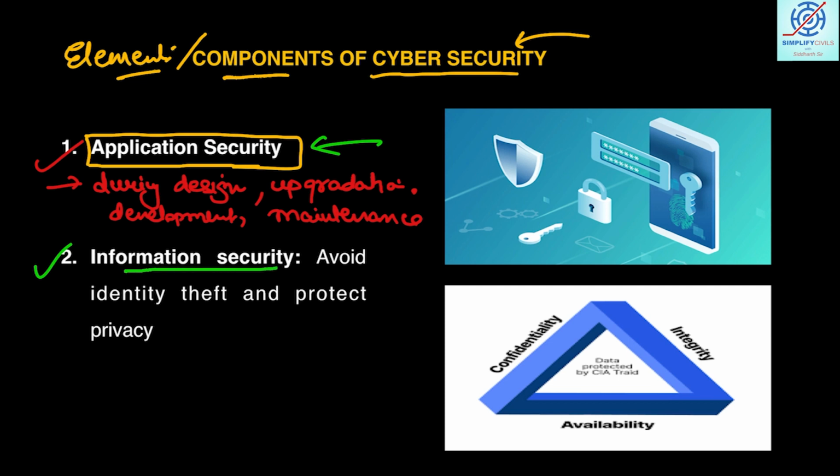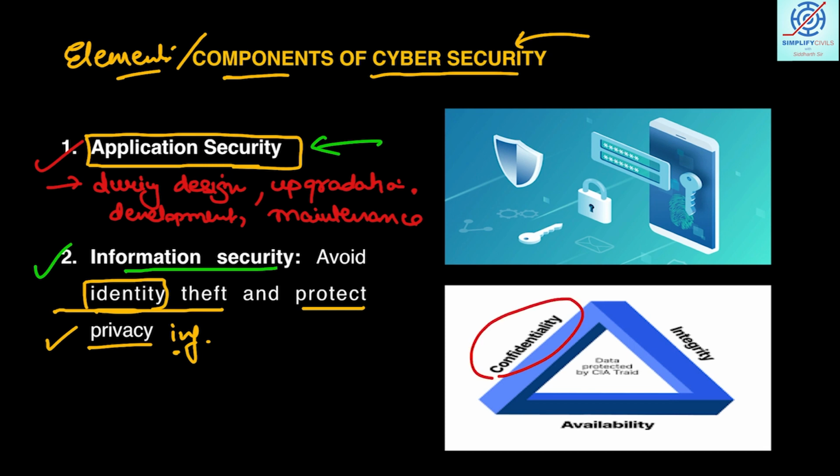We need to ensure that whatever the identity of the users or customers on the application, it needs to be protected, that there should not be any kind of identity theft, and we need to protect the privacy of the information provided by the users. I have already discussed the confidentiality, integrity, and availability or accessibility of the data. So we need to ensure that the data and documents within the application are secure. This is the second component.